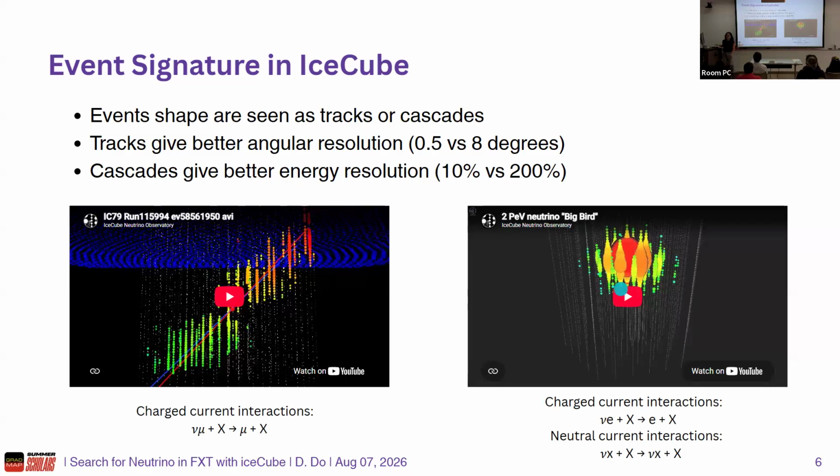Well, I can't access the video. These are on YouTube. I don't know why these don't show the play buttons. But as you can see, tracks look like this. Cascades look like that. So tracks are a better indicator of where sources come from, or we can say it has better angular resolution. Because if you try to fit a line here, you can see way easier where the source might come from.